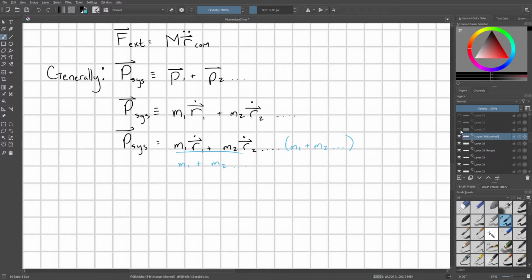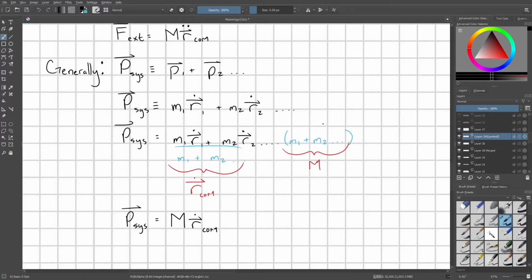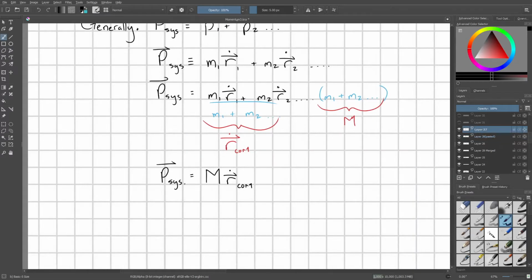And so this is a very simple manipulation we can make, and then we just redefine terms again. So this is the velocity of my center of mass here on the left, and on the right here, that's the total mass of my system. All right, great. So we've shown that the momentum of my system is just the mass of my system times the velocity of my center of mass.